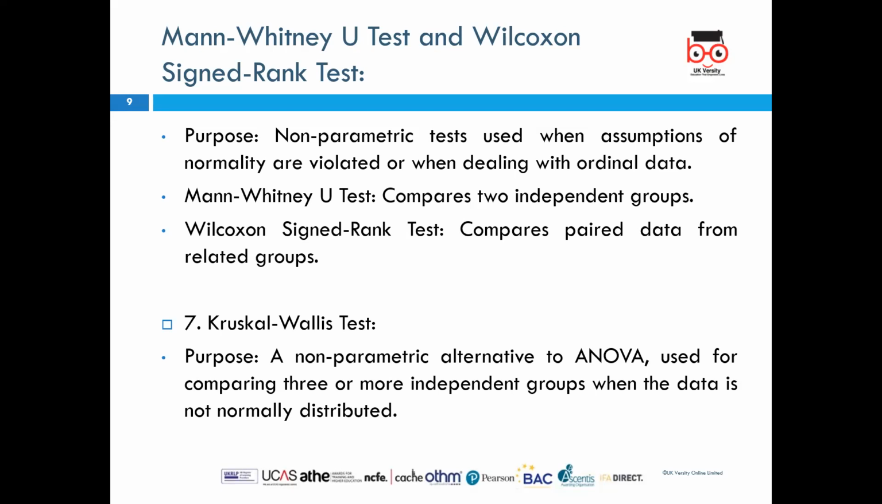And then number 7 is the Kruskal-Wallis test, which is also a non-parametric test. So remember, non-parametric test means data which does not follow a normal distribution. It is used as an alternative for ANOVA, which is used for comparing three or more independent groups when the data is not normally distributed.